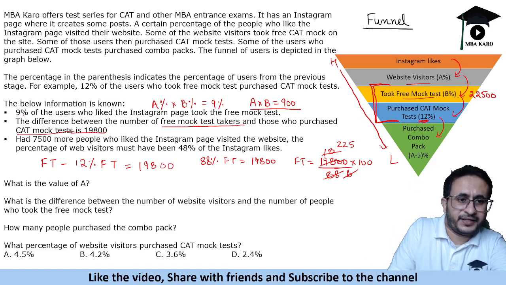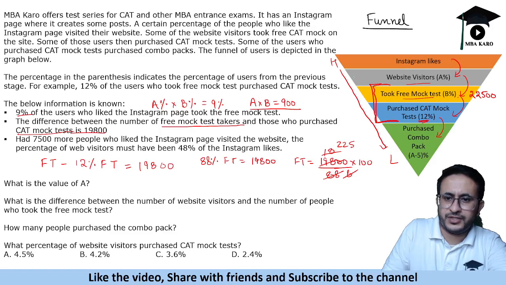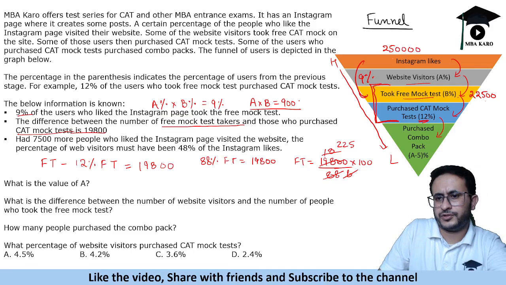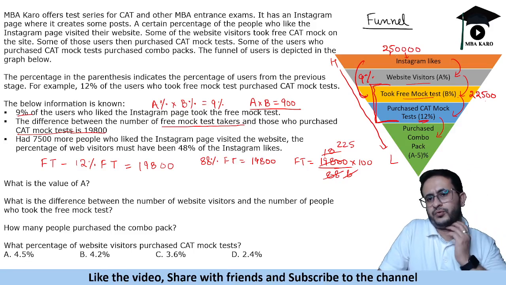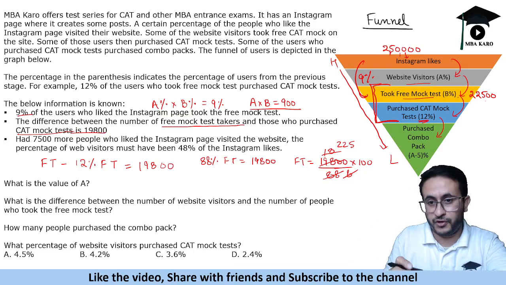Now we are given that 9% of users who liked the Instagram page took the free mock test. So this is 9% of this. So Instagram likes will be 22,500 divided by 9, that is 25 and 4 zeros. Okay, so this is Instagram likes. So what do we get? 2,50,000 people liked the Instagram page. Okay, so we have got this.